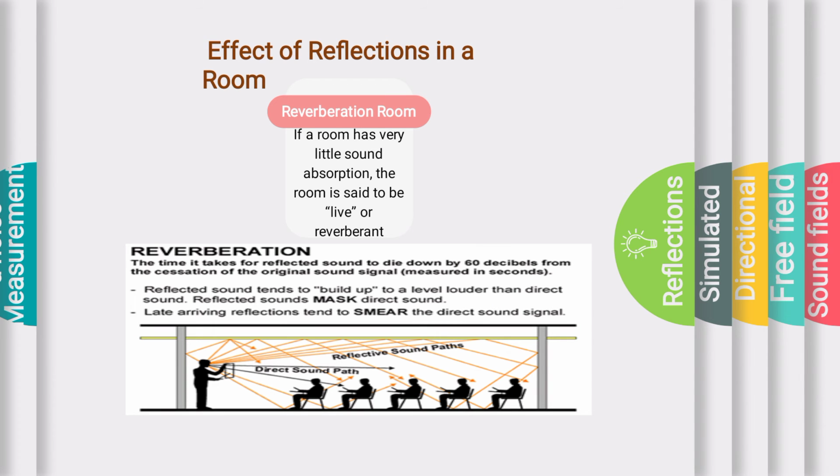Next is the effect of reflections in a room, particularly in a reverberation room. Reverberation occurs when a sound is reflected, causing numerous reflections to build up and then decay as sound is absorbed by the surfaces of objects in the space, which could include furniture, air, or people.